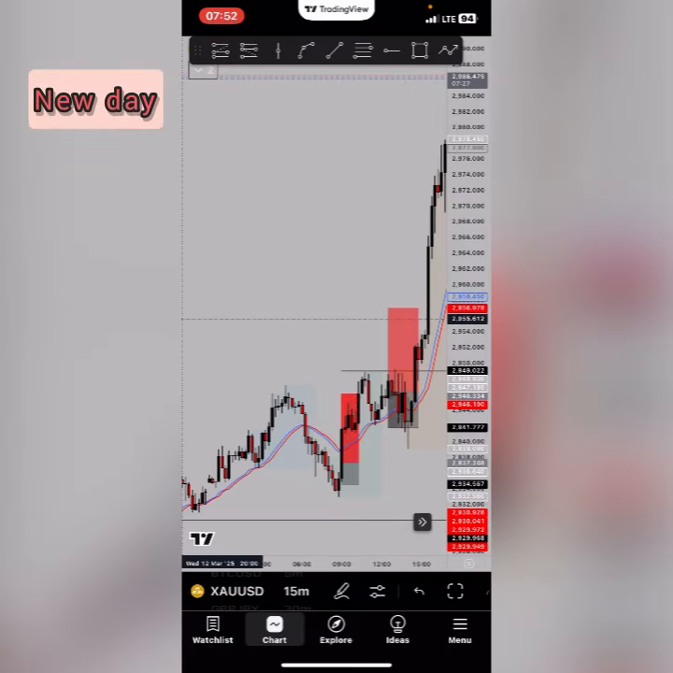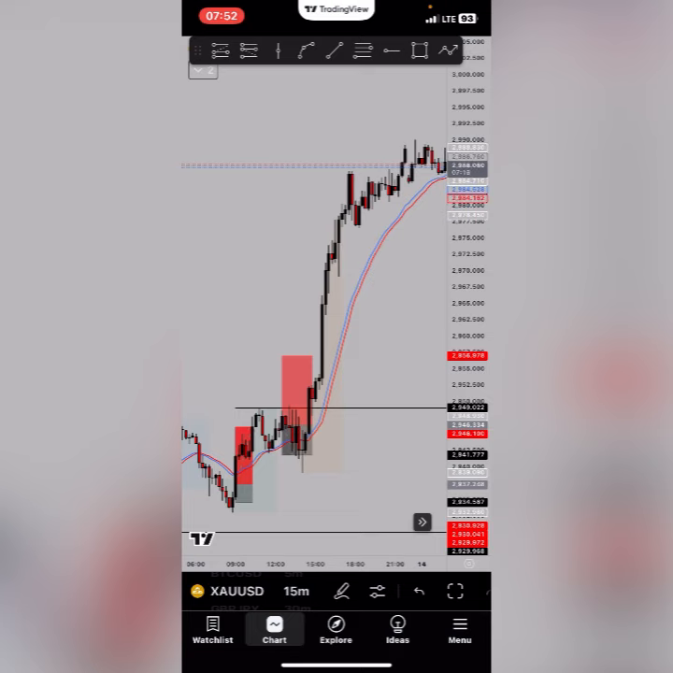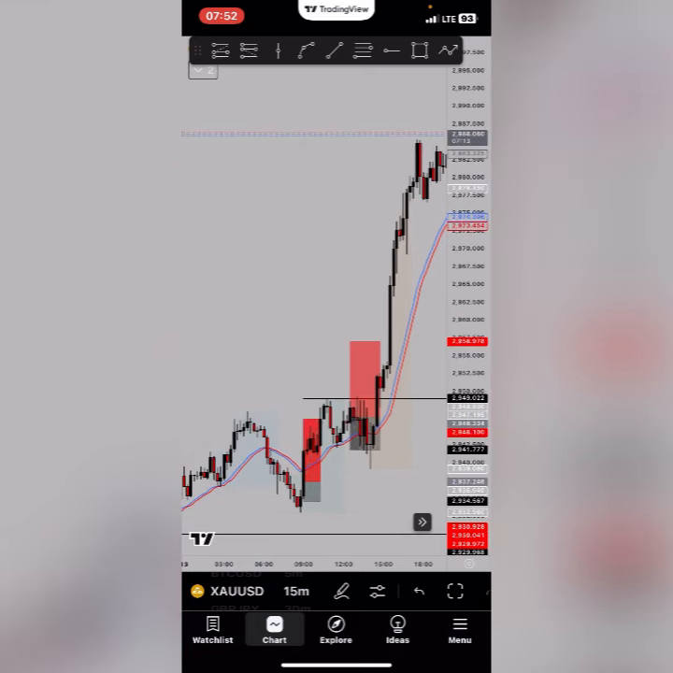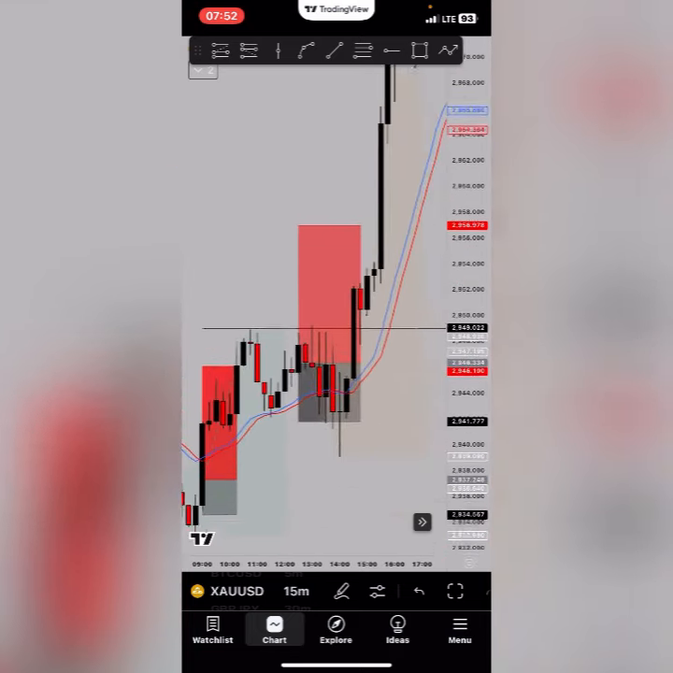Yo guys, welcome back. It's actually a new day and it's Friday, right? I took a trade yesterday, which was Thursday, and let me show you how the trade went, right? So as you can see, this is my gold, the 15-minute time frame chart, and this was the trade I took yesterday, right?